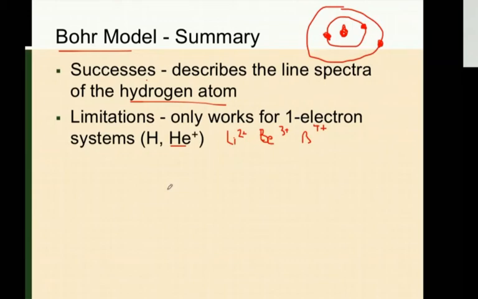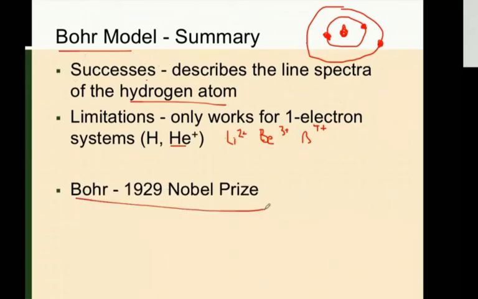But its success also was the fact that it was used as the basis for the model that we do use now, this idea of orbitals that we have now. So a Bohr model has orbits, but the quantum mechanics or wave mechanics that we use now make use of the Bohr model, but we now have orbitals. He won the Nobel Prize for his model in 1929, around about the time when people were starting to develop it further.